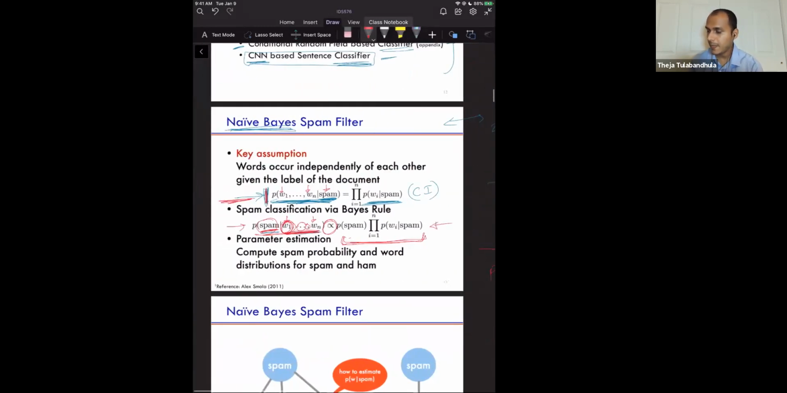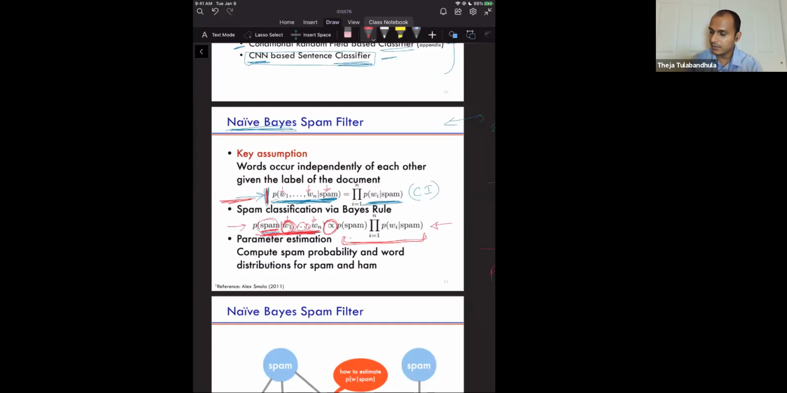The proportionality sign is there because, remember, a conditional probability, which is on the left-hand side, is equal to the joint distribution divided by some marginal. The marginal in the denominator is just going to be the marginal probability of all the words occurring. But we don't care about that.